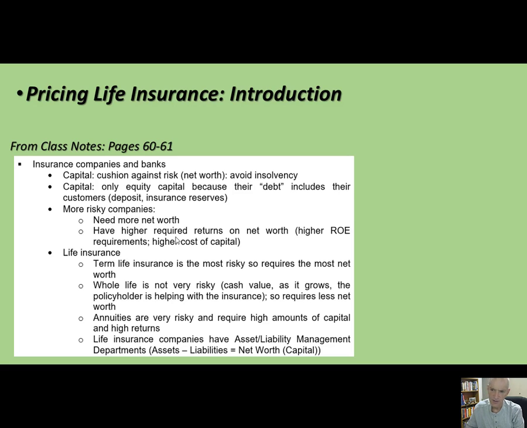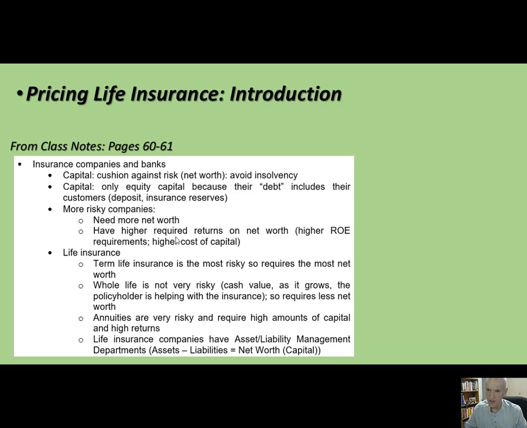All right, so life insurance. Term insurance is the most risky because you don't have much capital. Think about whole life. You've got the life insurance, but you also have the savings element. So you've got this cushion built into the product. Term, you don't have that. All you have is the insurance. There's no cash value, so you've got a much lower premium. So it's much riskier, so you need more net worth. Whole life is not quite as risky because you have the cash value. So essentially the insured is really helping you insure them. They're essentially insuring themselves. So it requires less net worth.